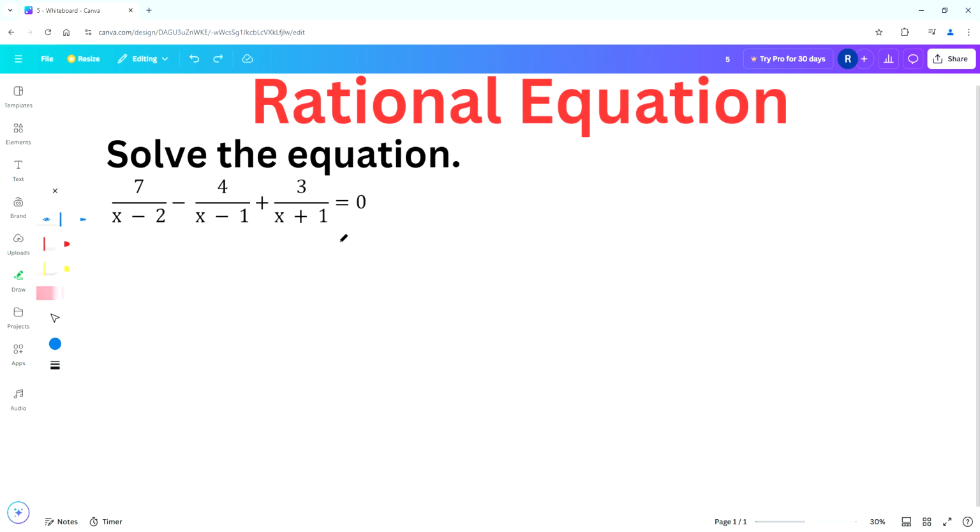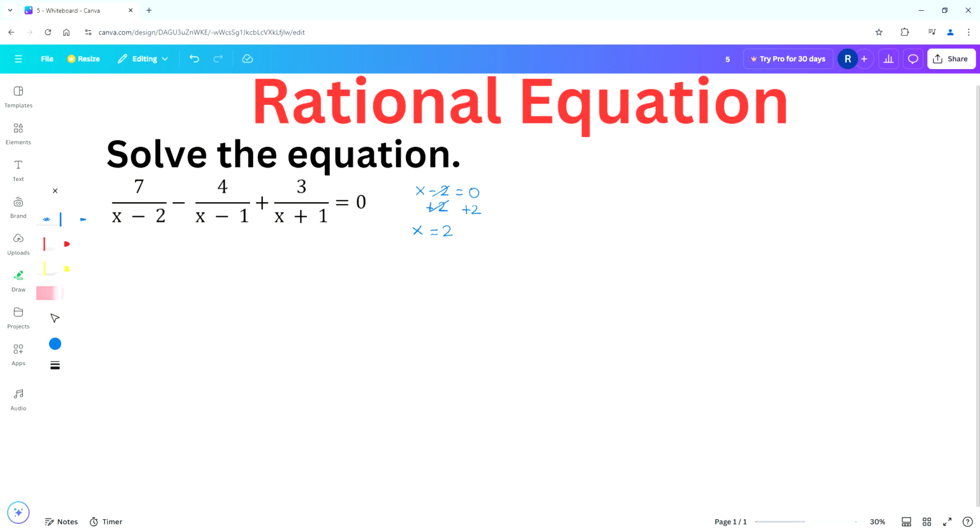We can find the restrictions by setting the denominator expressions equal to 0 and solving for x. Let's start with the first denominator, x minus 2. The first restriction is x equals 2.